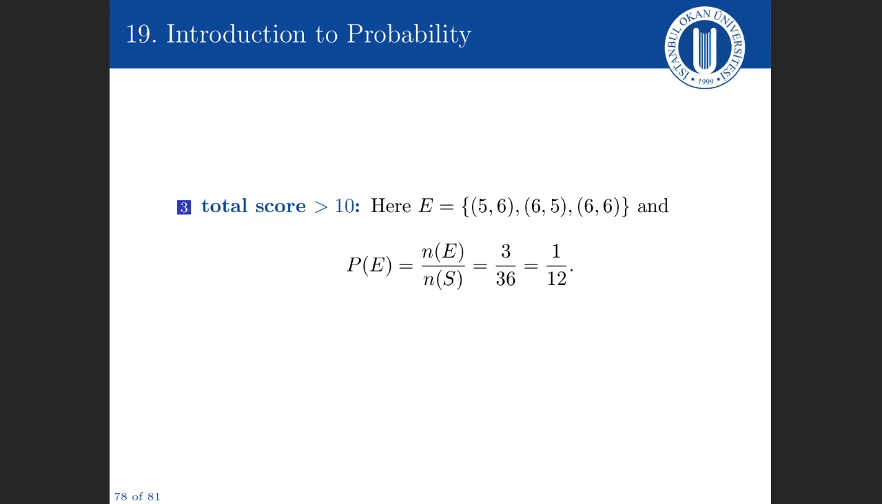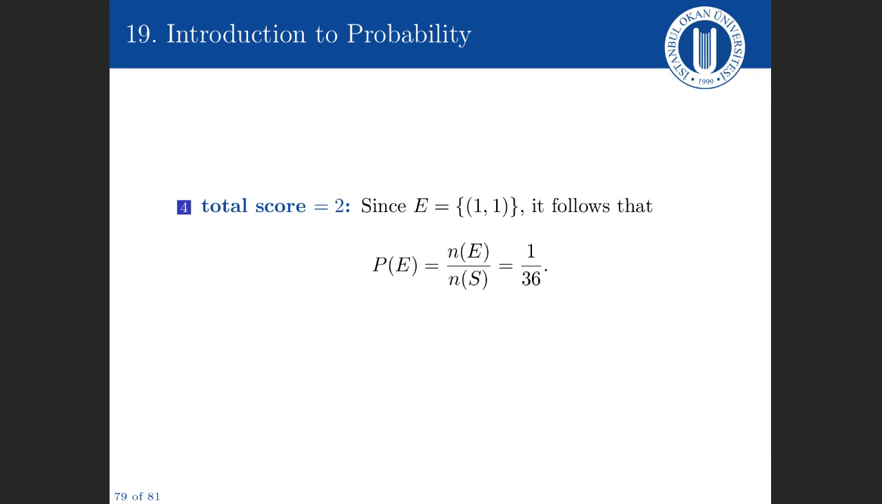What is the probability of getting a total score which is greater than 10? Using the same idea, we can calculate that probability is 3 divided by 36 or 1 divided by 12. What is the probability of getting a total score equal to 2? The probability is equal to 1 divided by 36.